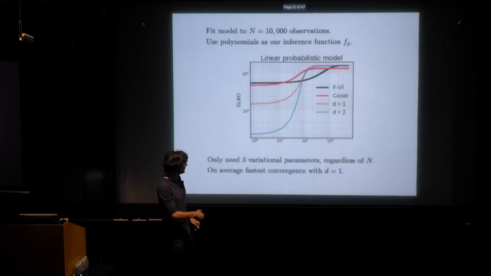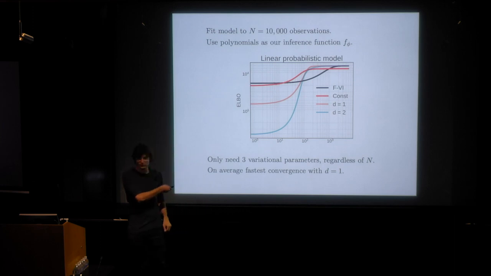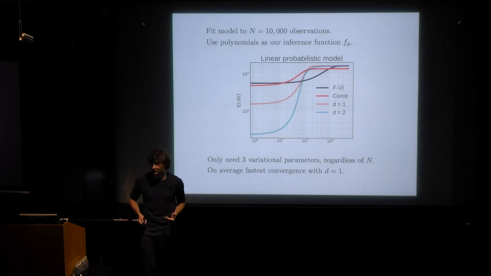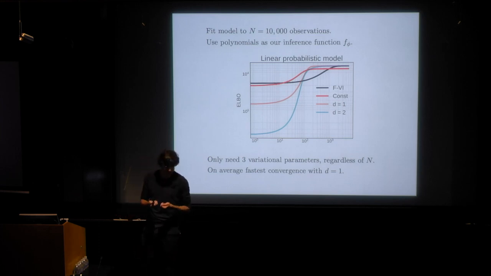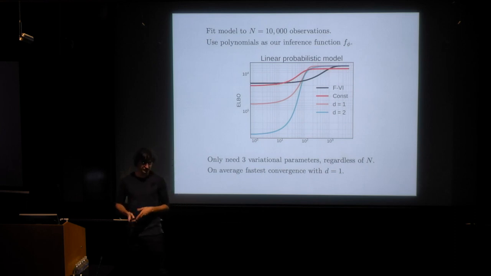Not only that, I do it by using 3 variational parameters, and that is completely independent of the size of the data. Right? So the number of parameters I need to learn doesn't scale with the number of observations that I have. It scales with the complexity of the inference function I need to learn. Now, I don't have a formal proof that this is always true. I have empirical evidence that points towards that.